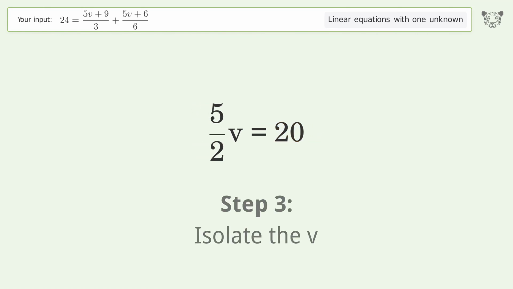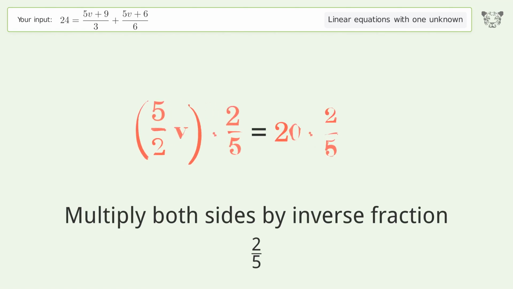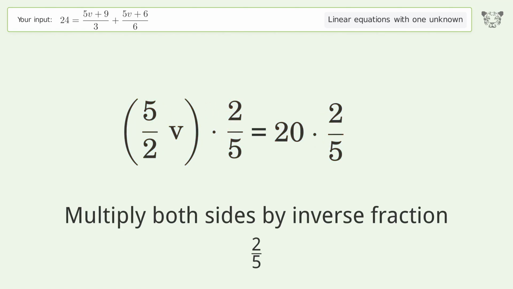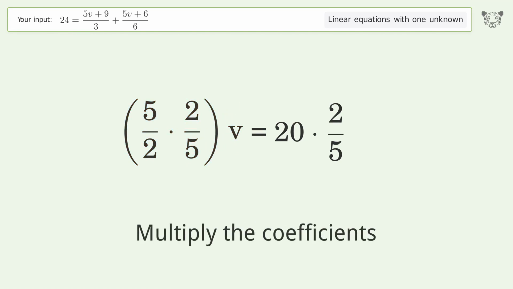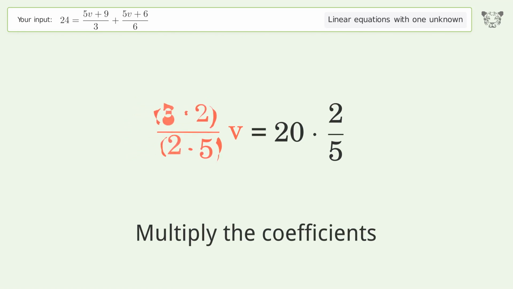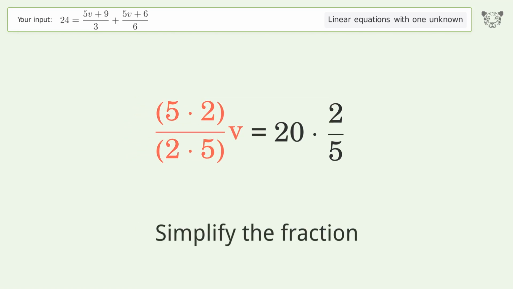Isolate the v. Multiply both sides by inverse fraction 2 over 5. Group like terms. Multiply the coefficients. Simplify the fraction.